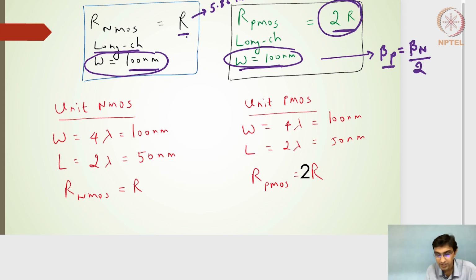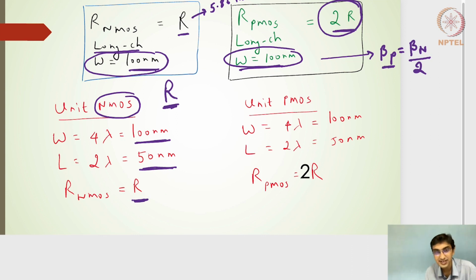Right. So what I mean by a resistance R here for an NMOS transistor is nothing but the lowest dimension NMOS transistor is going to give me a resistance of R, which is 5.86 kilo ohms. Why do I say the lowest dimensioned NMOS transistor? Because it is a unit NMOS, so 100 nanometers is the lowest width I can go. 50 nanometers is the lowest channel length I can get in a 65 nanometer technology node.